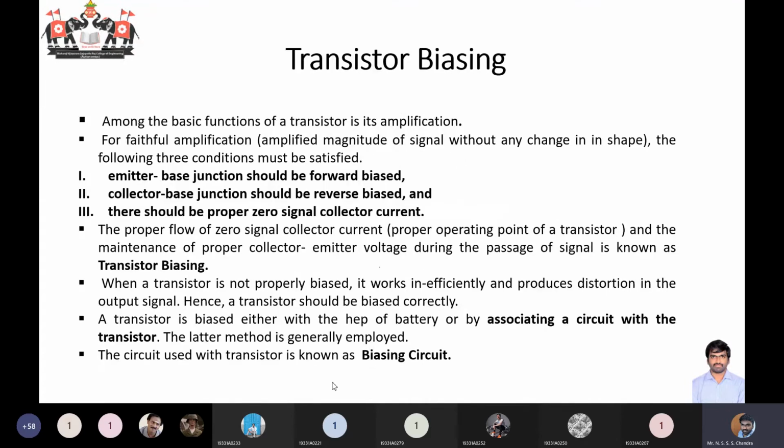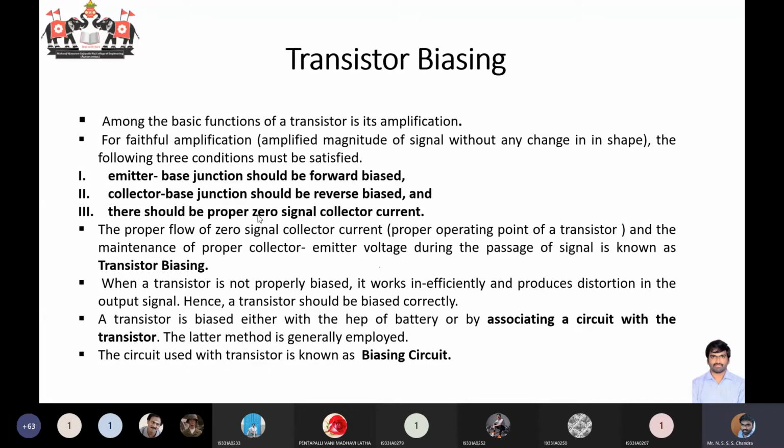Okay, so we are using the transistor mostly for its amplification property, and for faithful amplification. So transistor works as an amplifier. Faithful amplification means that only the magnitude should be changed or increased, but the wave shape should not be changed. There may be a phase shift, but there should not be any distortion in the signal shape.